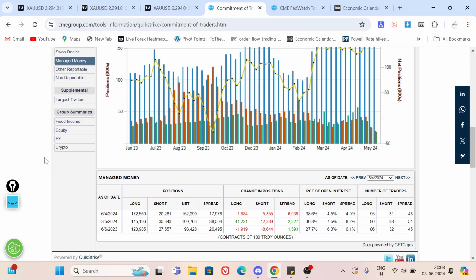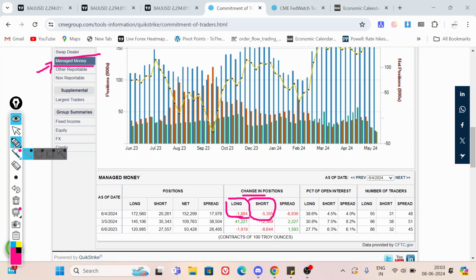So for this particular week, if we check the positions of the managed money right over here, and look into the change in position column, you can see that the managed money is covering their long positions and short positions also, meaning they are decreasing their net long position, along with decreasing their short position. The same sentiment we have seen in the previous COT report.